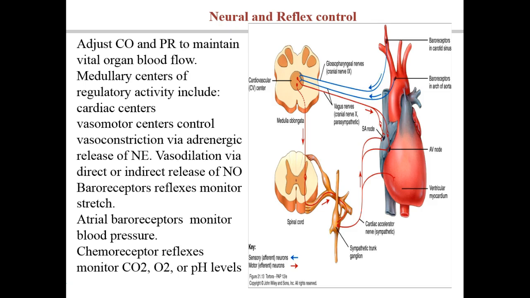And then you have reflexes, so that's a nerve impulse, but you also have reflexes. You have baroreceptor reflexes that actually monitor stretch, so how much something is stretching. In the atria, we talked about that a little bit with regard to the natriuretic peptides, looking at volume. This is actually looking at stretch and pressure, I guess you might say. So how much is getting pushed, the pressure against the walls. And then you have chemoreceptor reflexes, which monitor carbon dioxide levels, oxygen, and pH levels.